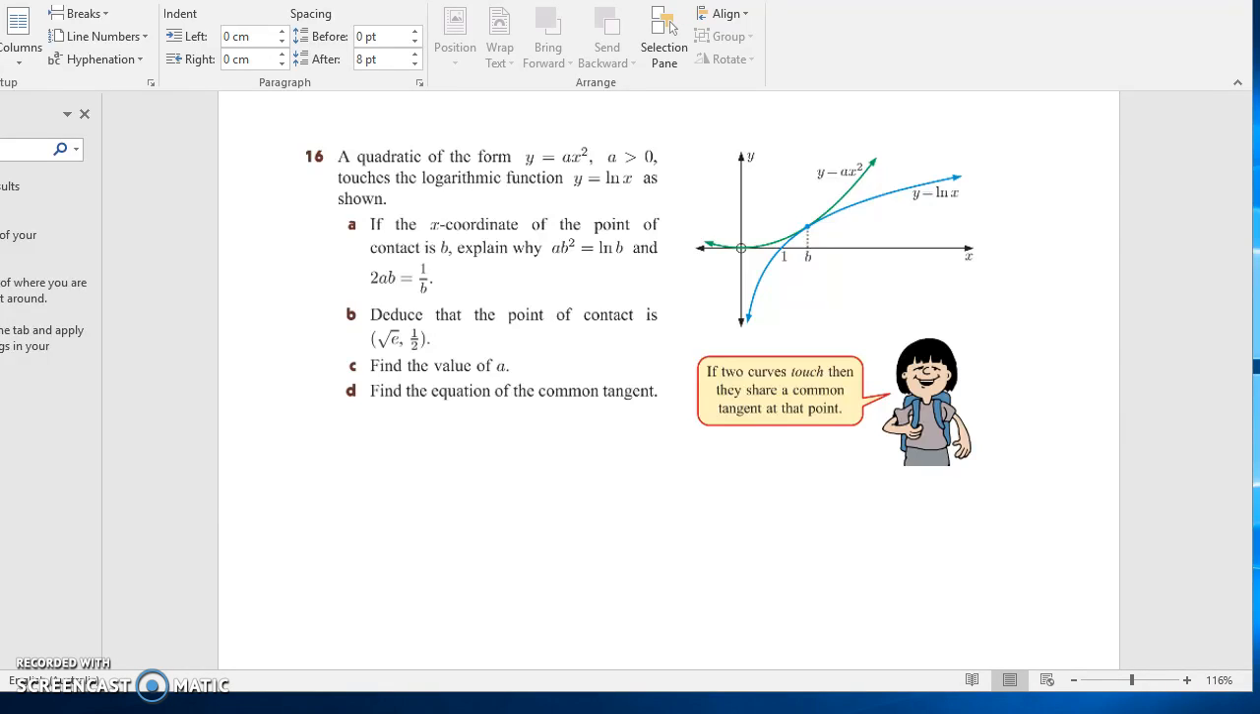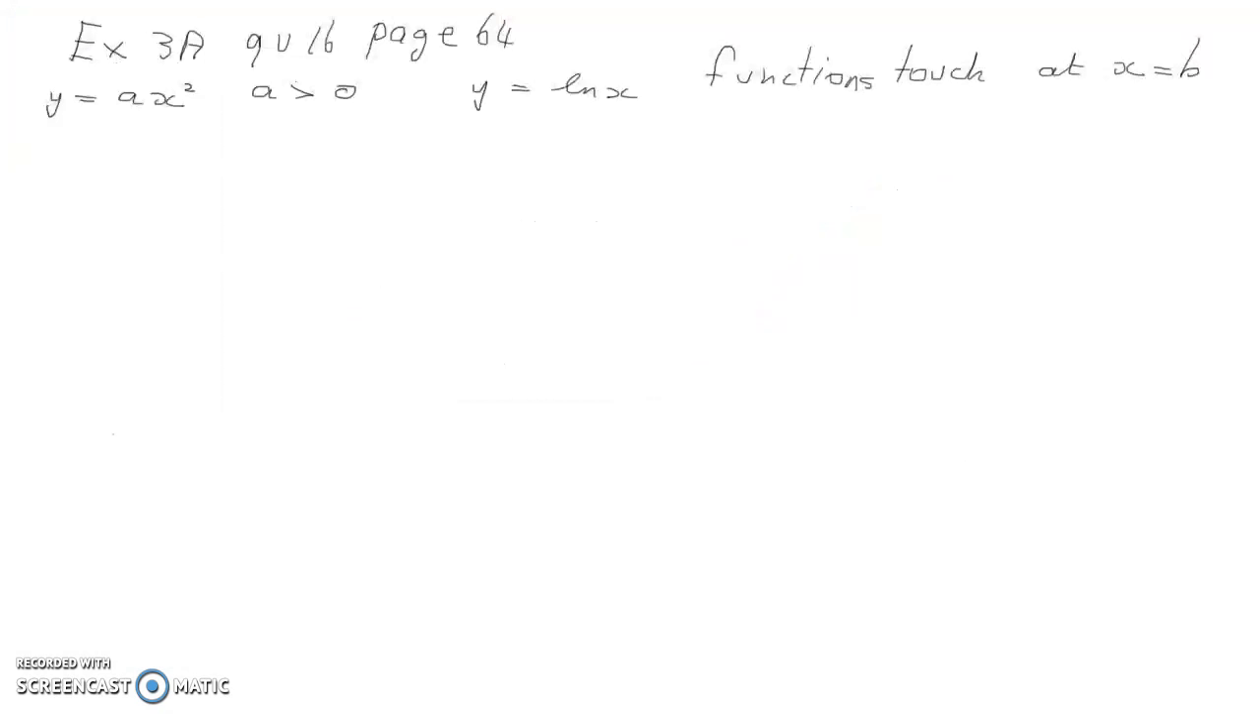explain why those two equations. So we've got to get two equations. So let's put b in for x. If we put b into the first equation, well, first of all, equate the two equations because the point of contact is common. So we'll have ax squared equals ln x.